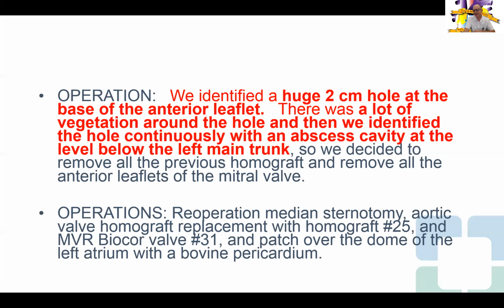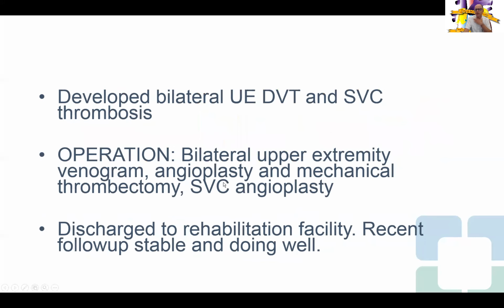That whole area was cleaned up and repatched because, again, as I showed you before, the infection did not only involve the valves themselves, but also involved that area or space between the mitral valve, the aortic valve, and the left atrium. Fortunately, he had a somewhat complicated post-op course, but after some angioplasty and mechanical thrombectomy of an upper extremity venous DVT, we discharged him home to a rehab facility. He came up for follow-up 6 weeks later, 3 months later, and then about a year ago, and he's still doing quite well.